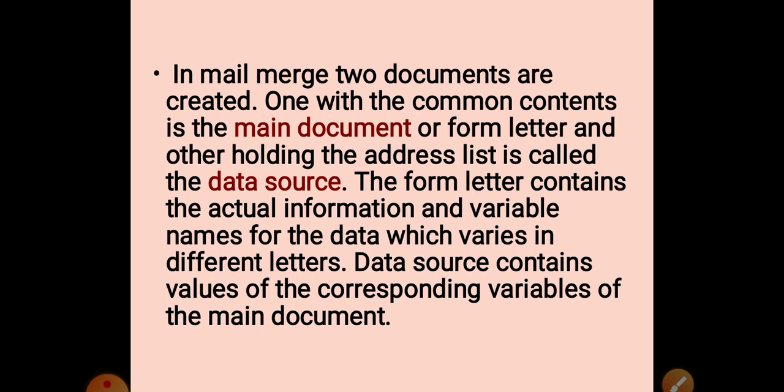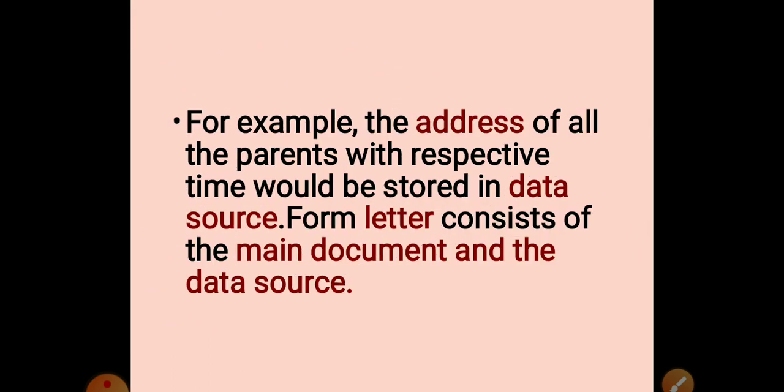The form letter contains the actual information and variable names for the data which varies in different letters. Data source contains values of the corresponding variables of the main document. That's what I told you. Main document contains a main letter and the data source contains the different addresses of parents. For example, the addresses of all the parents would be stored in the data source.